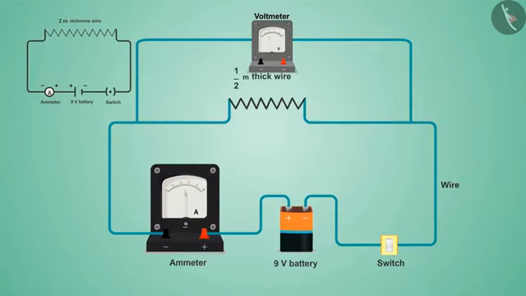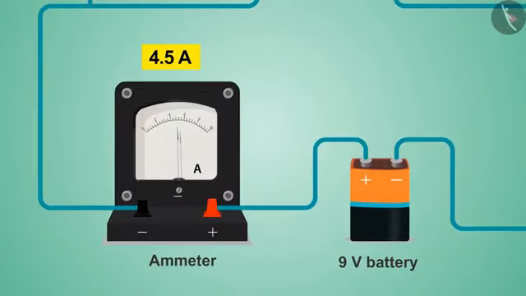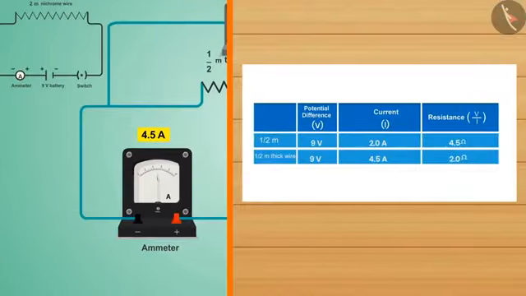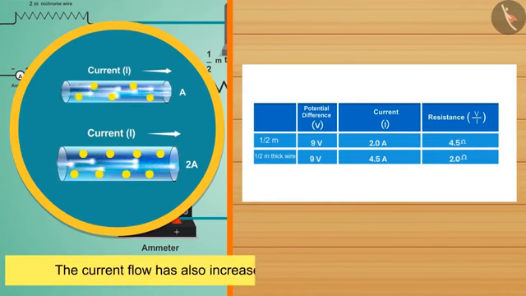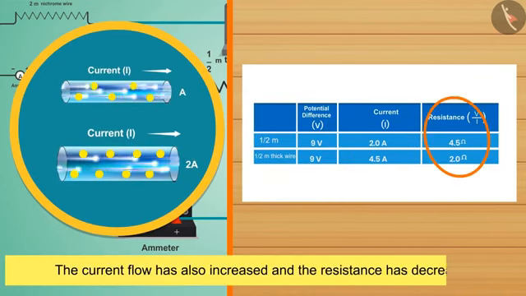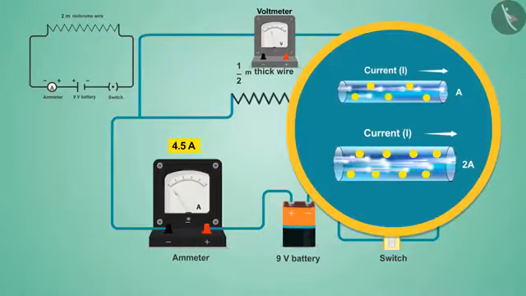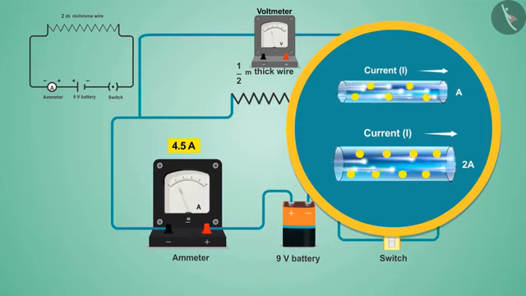In the second case, we put a thick wire and compare the reading of the ammeter with the previous case. We saw that there is an increase in the value on the ammeter. If you look closely, you will know that as the thickness of the wire is increased, the current flow has also increased and the resistance has decreased. In other words, the thicker the wire is, the more cross-sectional area the wire has. We can conclude this from the activity.